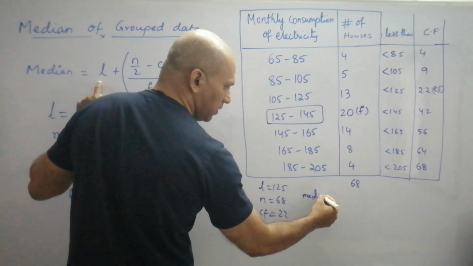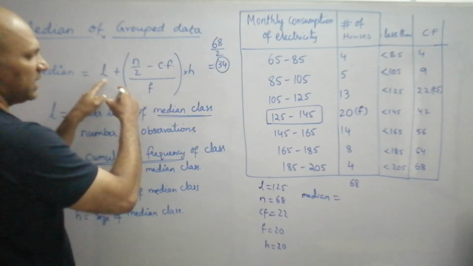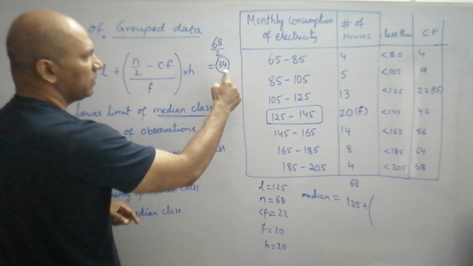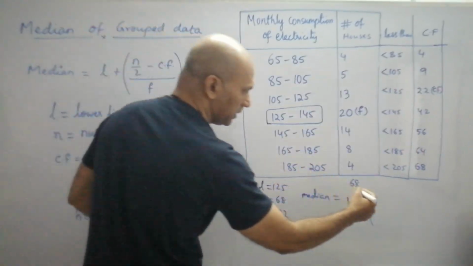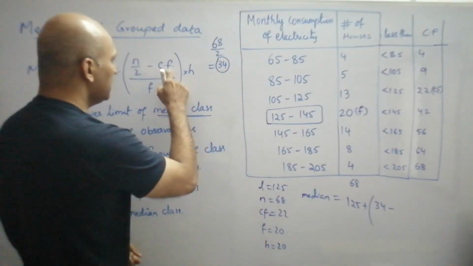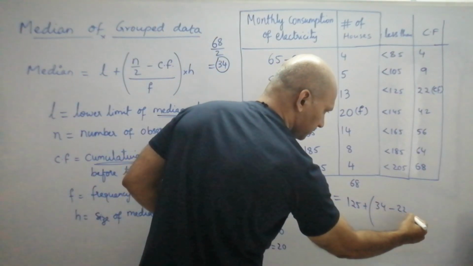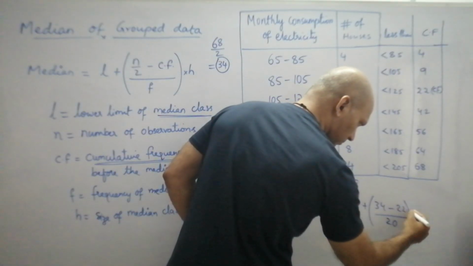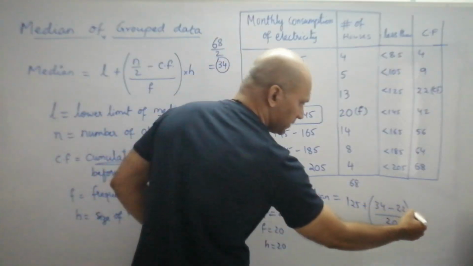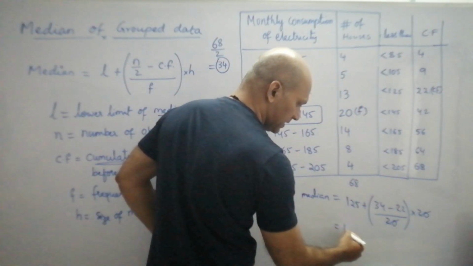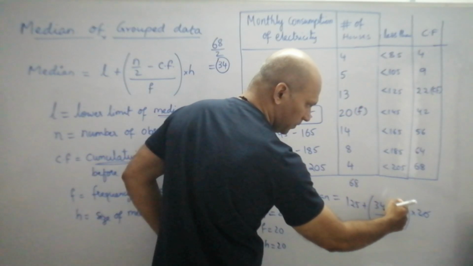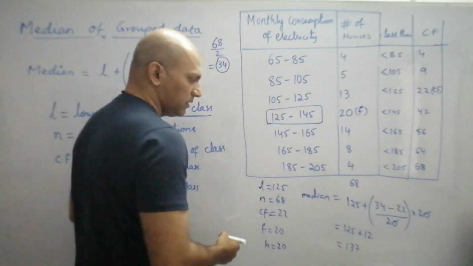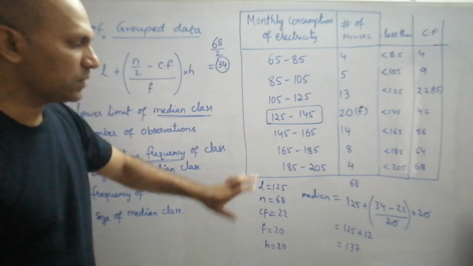Median is equal to L plus, what is L? 125 plus N by 2. We have already calculated N by 2: 68 by 2 is 34. So it is 34 minus CF. CF is 22, divided by F. What is F? 20, multiplied by H. H is also 20. So this 20 will get cancelled, right? So 125 plus 34 minus 22, which is 12. So this will be 137. So the median of this data is 137.